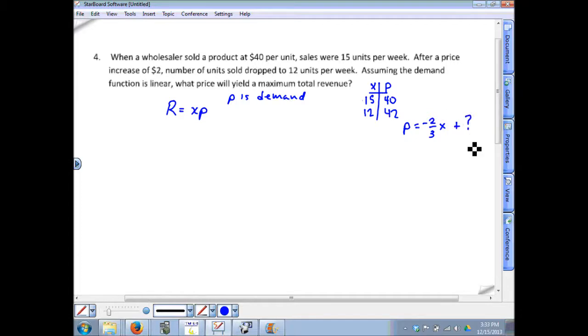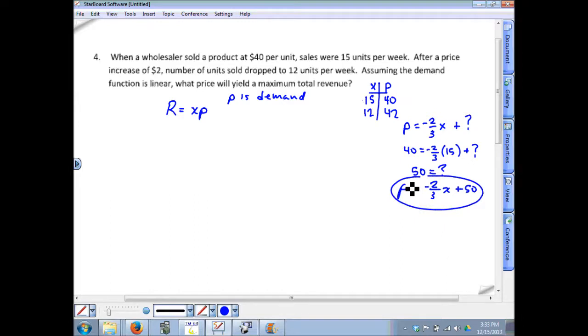But what we don't know is this b value. Okay, if we want it to be y equals mx plus b form, we know the slope is -2/3, but we don't know b here. So we can choose an x and a p value already given to us, 15 and 40 for example, and that will allow us to solve for this unknown value. So 40 is equal to -2/3 times 15 plus that unknown value. 3 into 15 is 5, 5 times -2 is -10. If you add 10 to this, then 50 is equal to that unknown value. So the demand function is p equals -2/3 x plus 50.